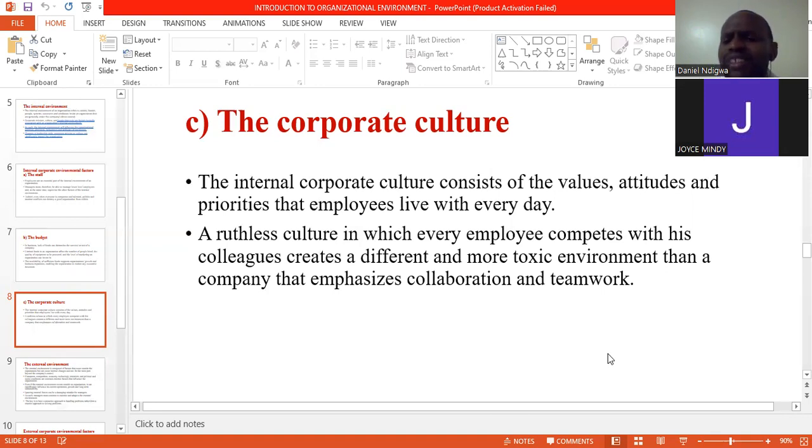Look at a company like Safaricom. They have a very excellent culture, a culture of embracing their customers, a culture of embracing their employees. And this culture has led to a positive attitude of employees who are working for that organization. Then culture can shape or destroy your company. It can shape or destroy your company.